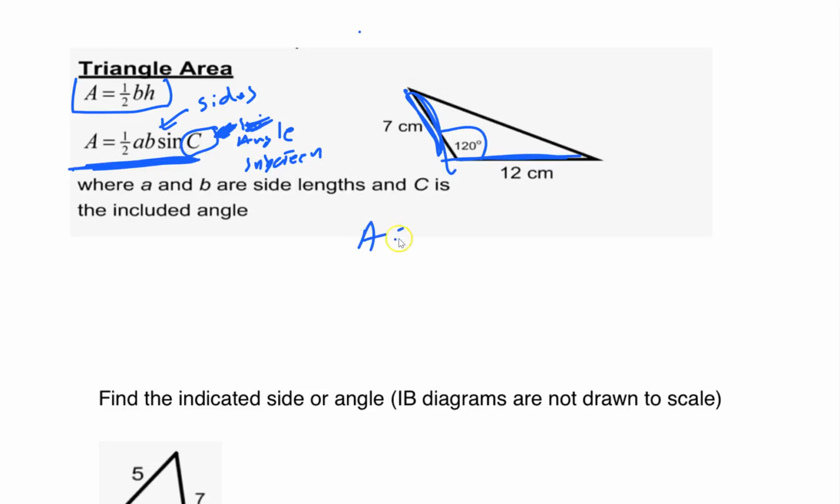So let's go: area equals 1/2 times 7 times 12 times sine of 120. Put that in your calculator, make sure it's in degrees. You get your answer, right? Again, it has to be two sides of the angle in between.